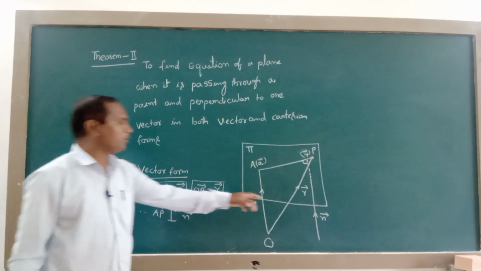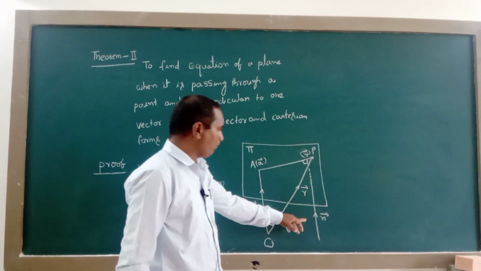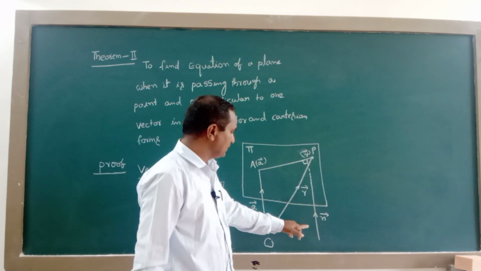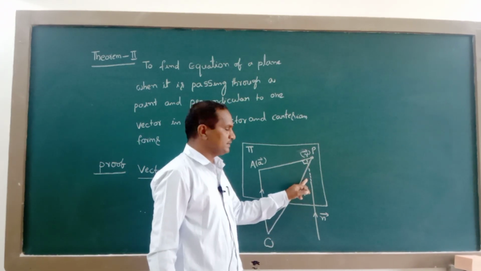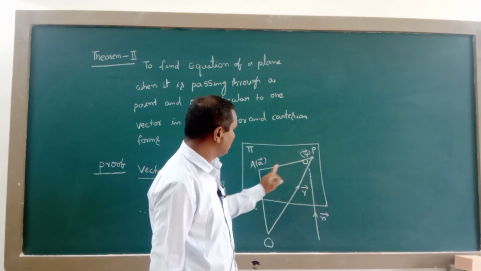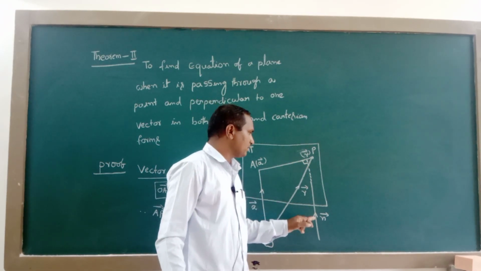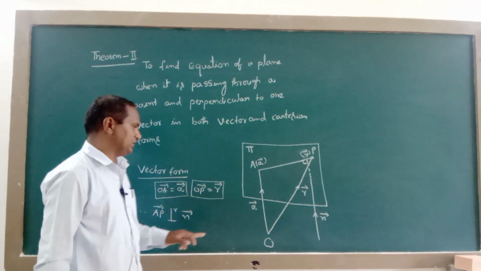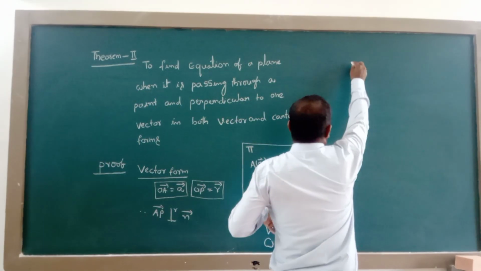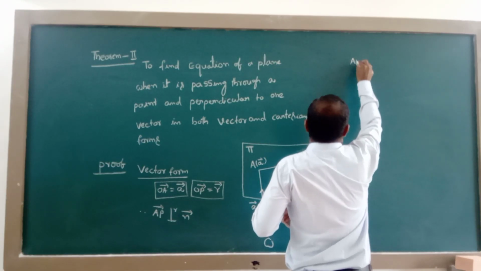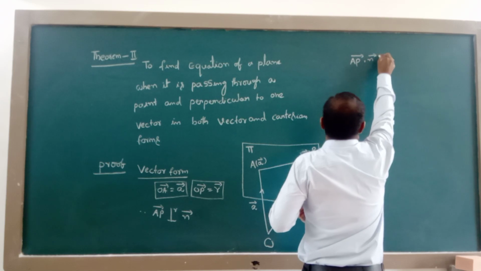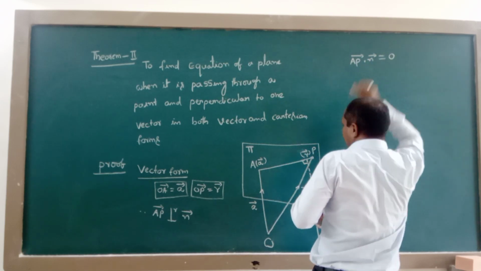Because if you take a pole to this plane, pole means it is always normal, and normal means it is always perpendicular. If you extend it up to the line segment AB, then AP and n vector are always perpendicular to each other. Whenever they are perpendicular, their dot product is always equal to 0. AP vector dot n vector is equal to 0.